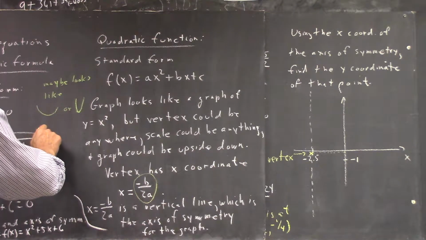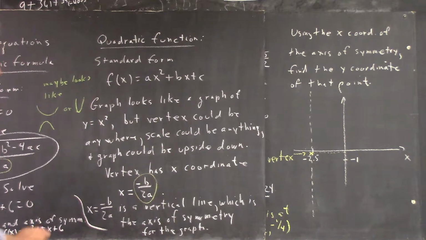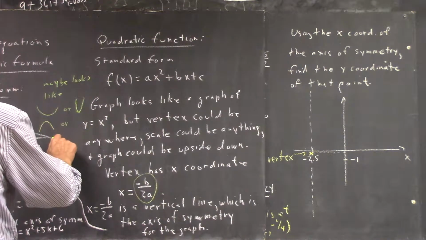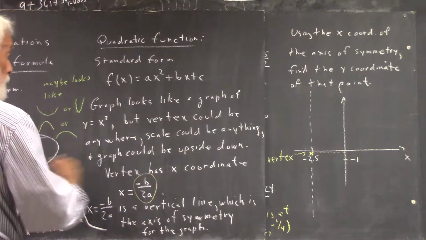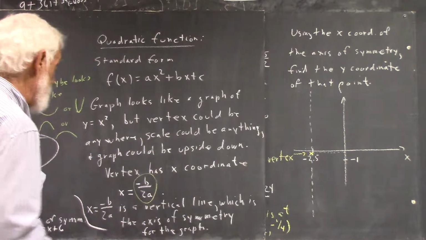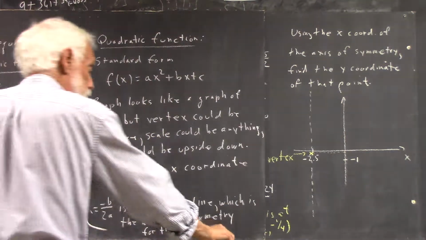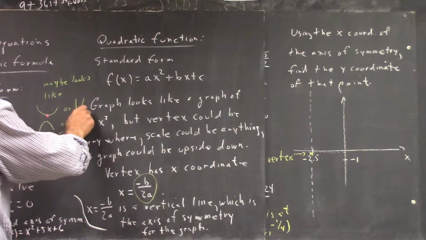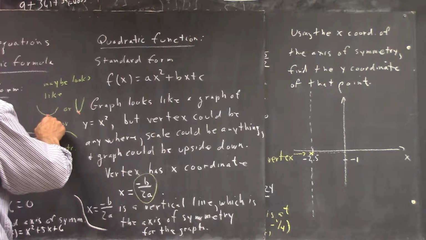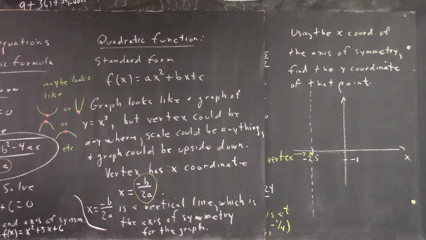Or maybe this. Yeah. Or maybe it's spread out. Depends on how you scale the graph. In any case, the vertex is either the lowest or the highest point of the graph. Okay?